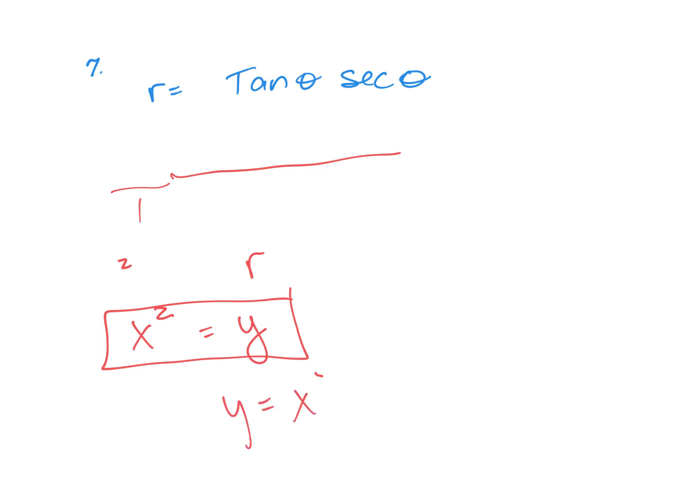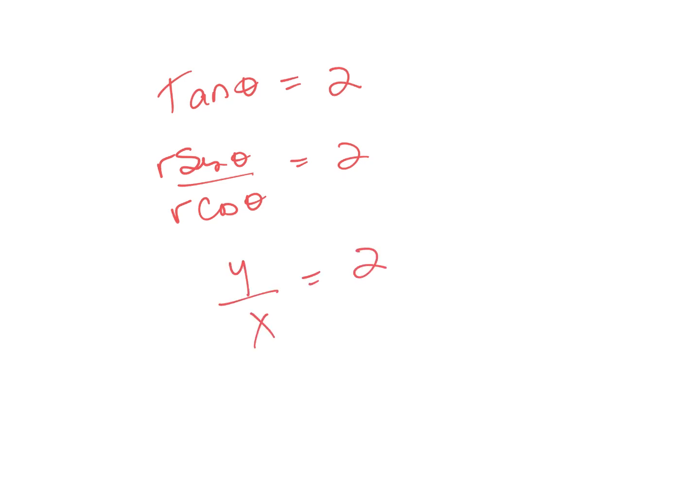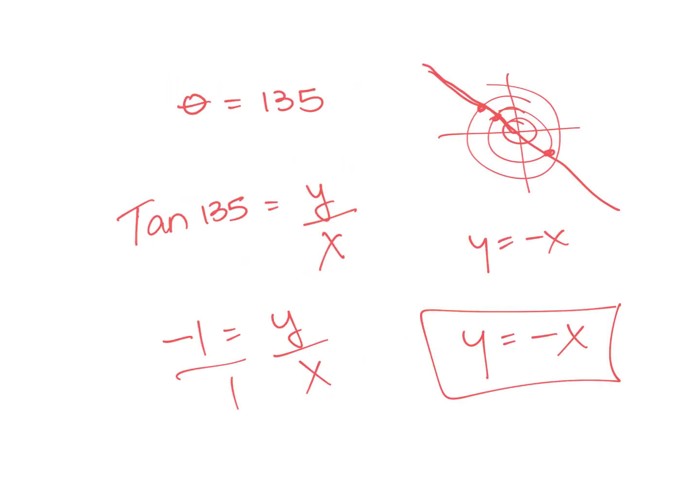Y equals x squared. So tangent is sine of theta over cosine of theta equals 2. Well, I clearly need r's in here. So if I put r over r, I don't have to put them on the other side of the equation. Because what is r over r? 1. So I'm really not changing the value of that left side, okay? So now I have y over x equals 2. And the best way to leave this is y equals 2x.